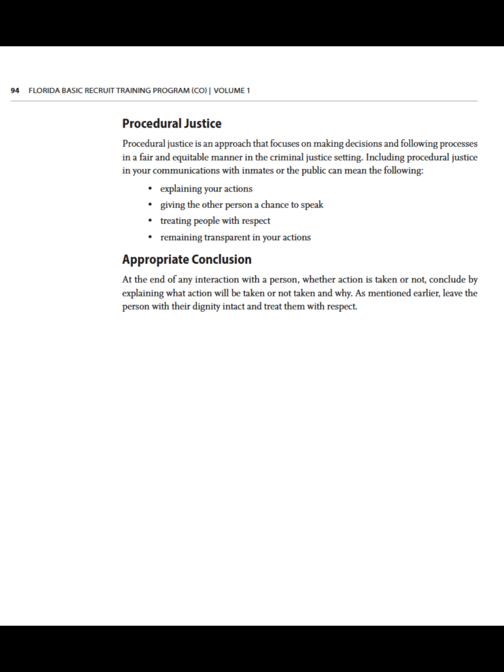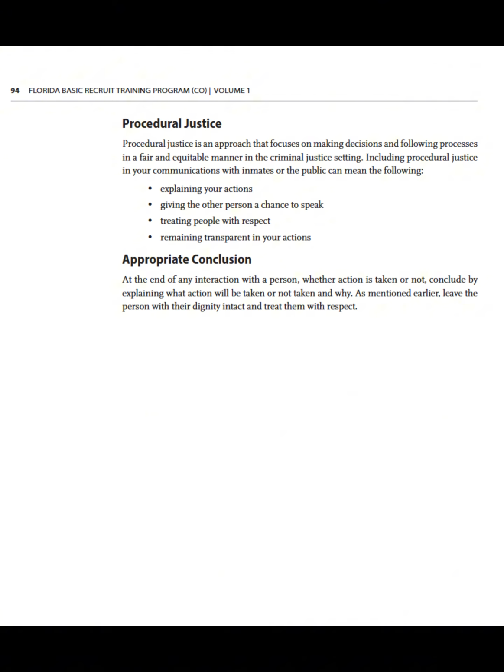Procedural justice. Procedural justice is an approach that focuses on making decisions and following processes in a fair and equitable manner in the criminal justice setting. Including procedural justice in your communications with inmates or the public can mean the following: explaining your actions, giving the other person a chance to speak, treating people with respect, remaining transparent in your actions.